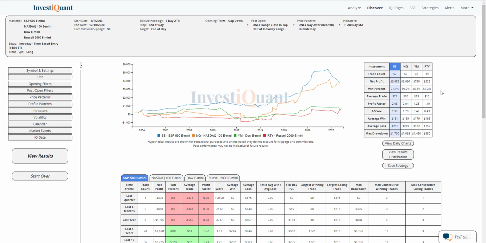So for whatever reason, the NASDAQ and S&P, both pretty similar in their win rates, have favored the upside historically with that pattern, whereas the Dow and the Russell are a little bit more neutral on their win rates, not much of an edge there with that pattern.